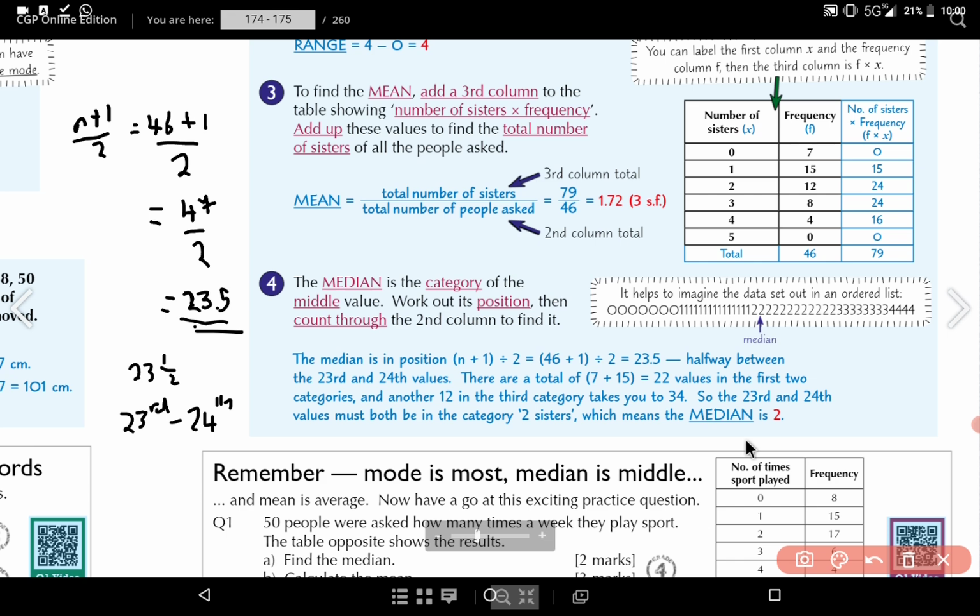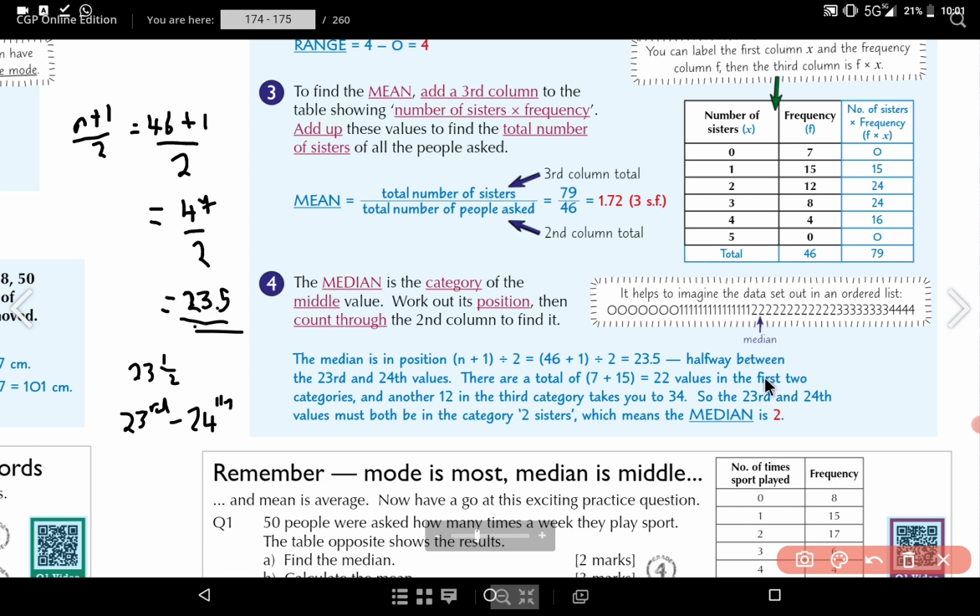2. Now it helps to imagine the data set laid out in an ordered list. Here you look at 0, which appears 7 times, so you write 7 zeros. 1 appears 15 times, this is what you are seeing here. 2 appears 12 times. 3 appears 8. 5 isn't even appearing because it has a frequency of 0. So when you cross out the way I was doing at first, you find that your median is 2, and this is quite easier to find.